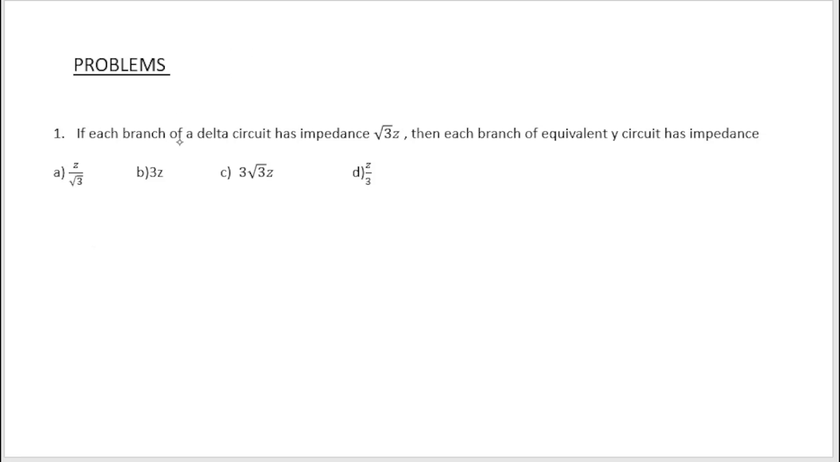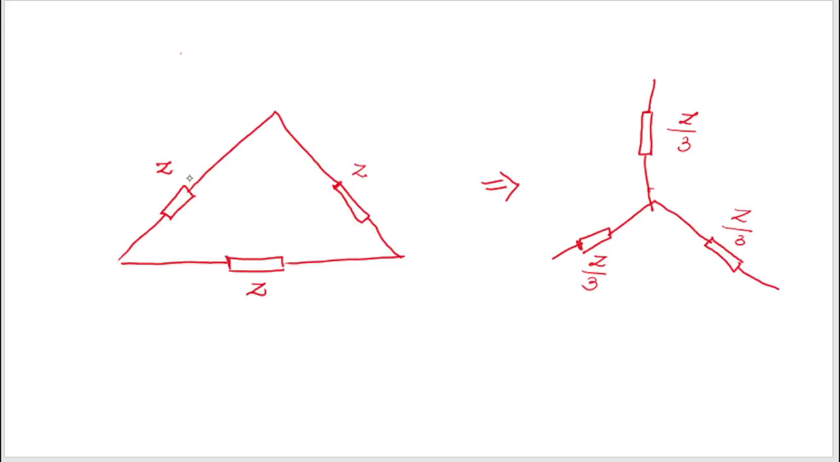First question: if each branch of a delta circuit has an impedance of root 3 Z, then each branch of the equivalent Y circuit has an impedance of what? Given a delta circuit, we have to find the elements of the equivalent Y circuit, and all the impedances are equal. So we know that when all the elements are equal, for delta to star transformation, we have already seen in the last class that all the impedances are divided by 3 in the star connection.